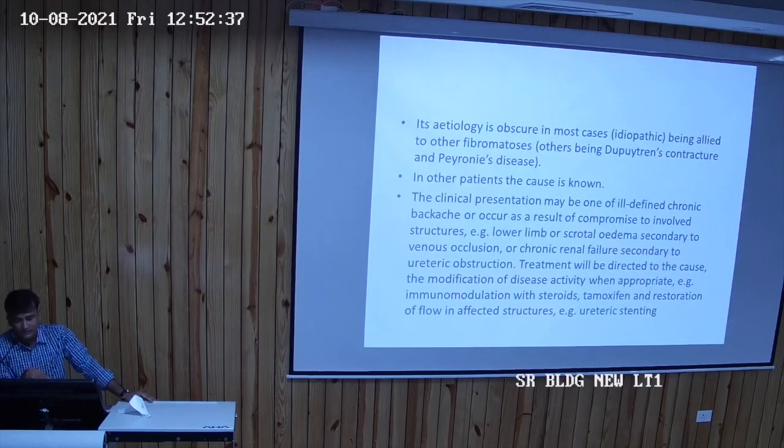In such cases, if the iliac vessels are compressed with the fibrosis, then you will find edema in the lower limb, scrotal edema due to venous occlusion, or chronic renal failure secondary to ureteric obstruction. Treatment will be directed to the cause. The cause should be removed. If fibrosis is there, immunomodulation with steroid, tamoxifen, restoration of flow of affected structures, and surgical removal can be done. And in cases of ureteric obstruction, ureteric stenting can be done.